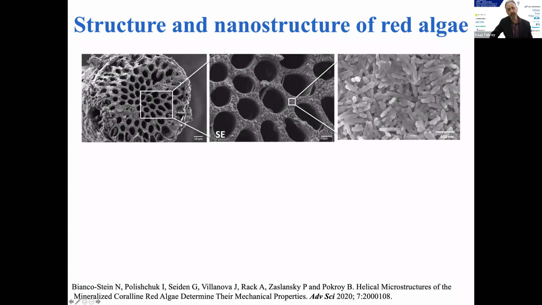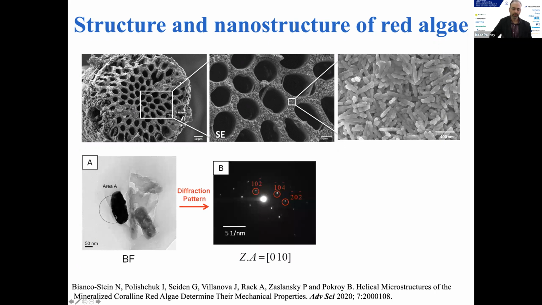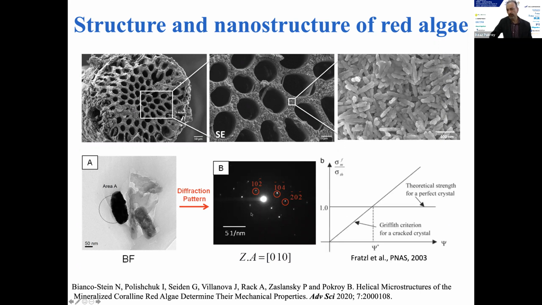So here you can see a cross-section of this algae. You can see that it is highly porous. You can see the cell walls are actually made out of many nanoplatelets, as you can see here, so there are different orders of hierarchy. And in TEM, I will just show you that each one of these nanoplatelets indeed diffracts as a single crystal. And of course, I will talk about the mechanics in a moment, but already the smallest building block here is made out of nanoplatelets.